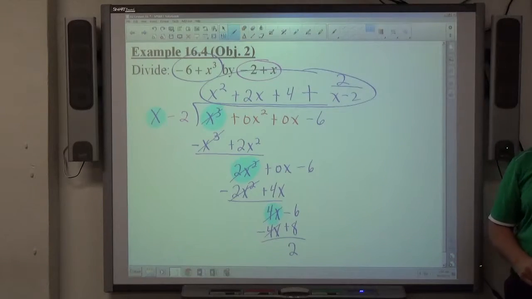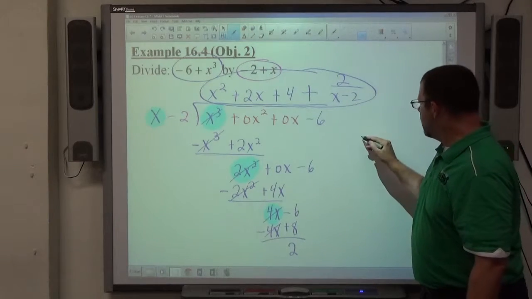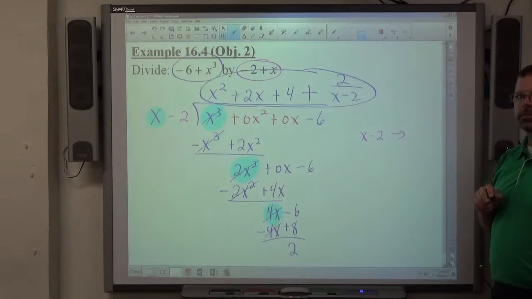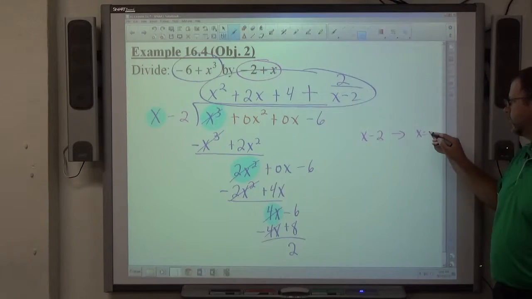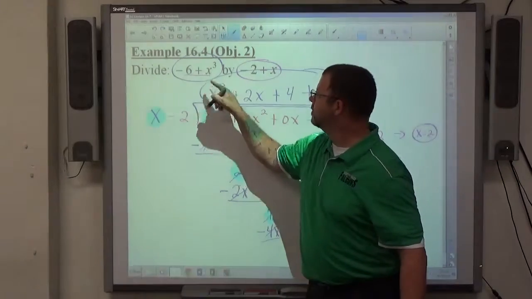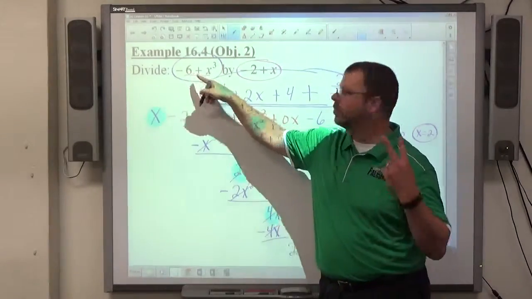One extra thing I'm going to show you just really quickly here. It's called the remainder theorem. Okay, look at x minus 2. What makes that equal 0? 2. All right. If you take x equals 2 and put it into the dividend, what's 2 cubed? 8. And 8 minus 6 is? 2. 2, which is the remainder, right?